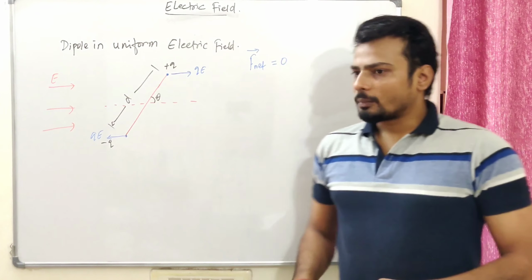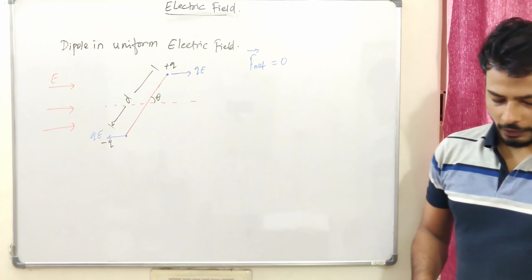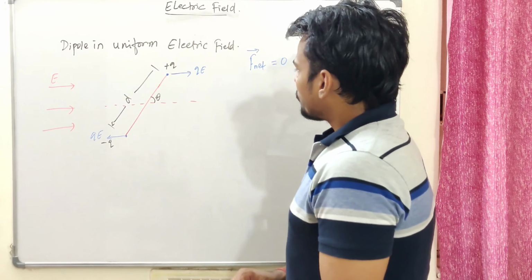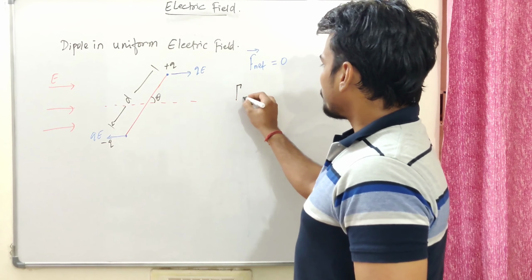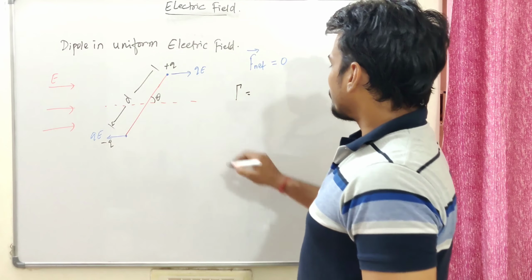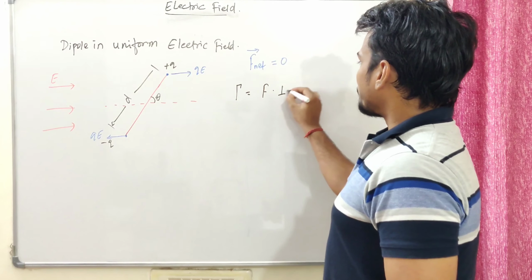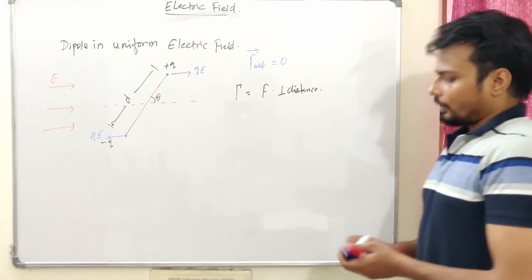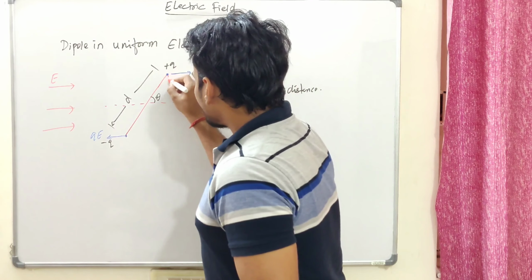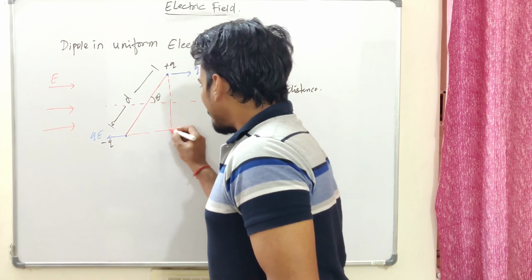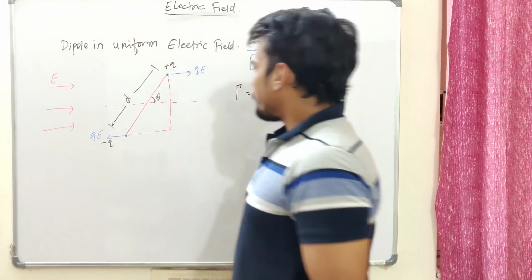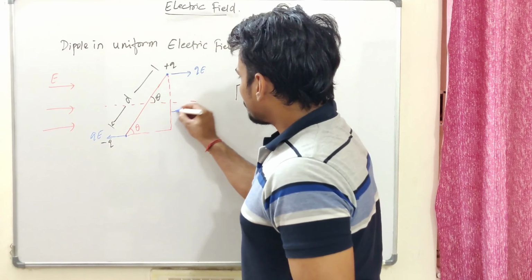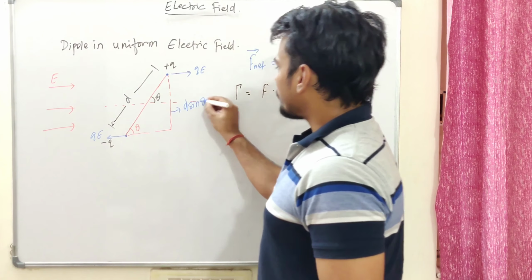Though the net force is 0, it creates a couple. That's called torque. We know that torque is given as the force into the perpendicular distance of the point of action of the force. So the force is known, and let's try to find the perpendicular distance. If this angle is theta, then this length should be d sine theta.